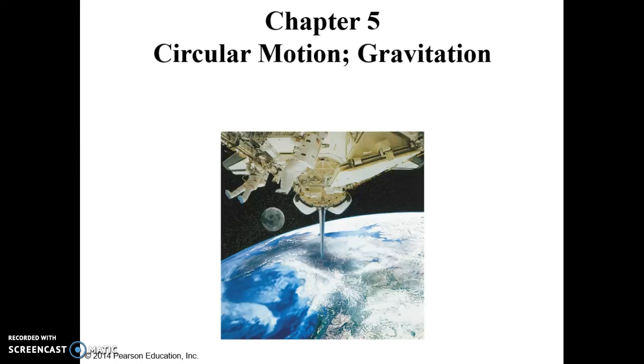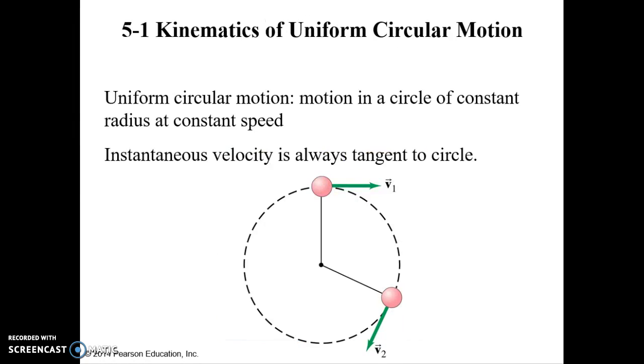Hello, class. We're going to learn about circular motion and gravitation. Circular motion is any object moving along a circular path. For now, we're going to assume the velocity of the object moving along a circular path is constant, meaning the velocity does not change. The direction of velocity at an instant is tangent to the circular path. This is observed in the figure below as V1 and V2.